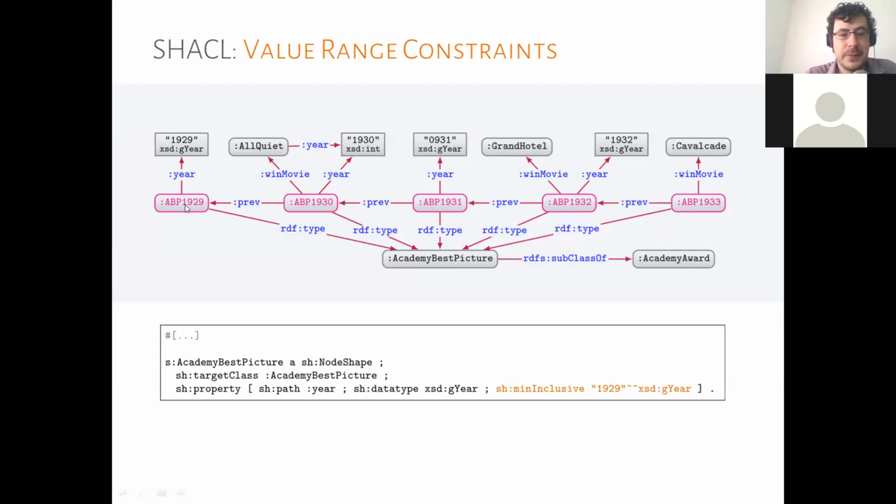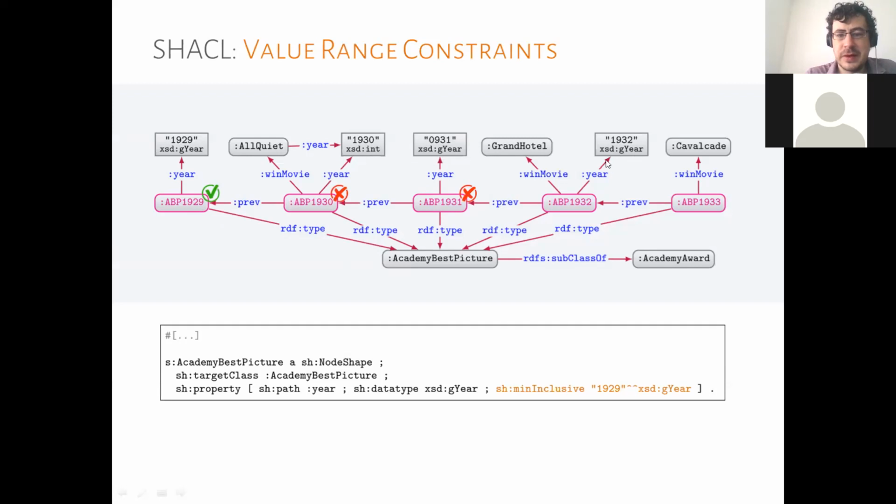In this case, these are all instances of Academy Best Picture, which is the target class of this shape. So each of these nodes in the shape must have years that correspond to this: they must be gYears and at least 1929. This one looks okay. This one looks fine. This year looks okay, but the data type is int, so this one is going to fail. This one looks problematic, right? Somehow there was a typo here. It's not at least 1929, so this is going to fail, even though the year is valid. It's just 931. It's way too early.